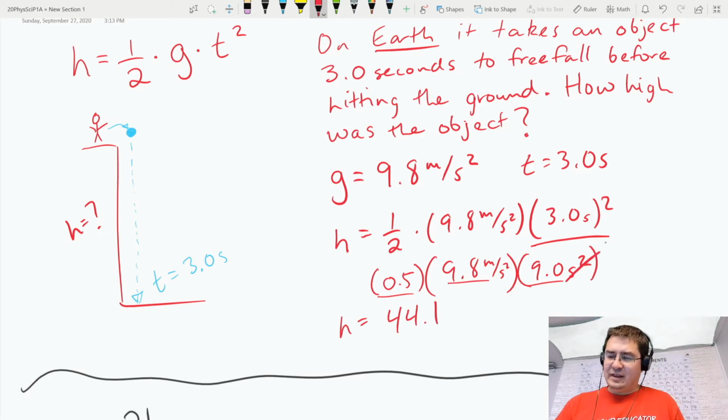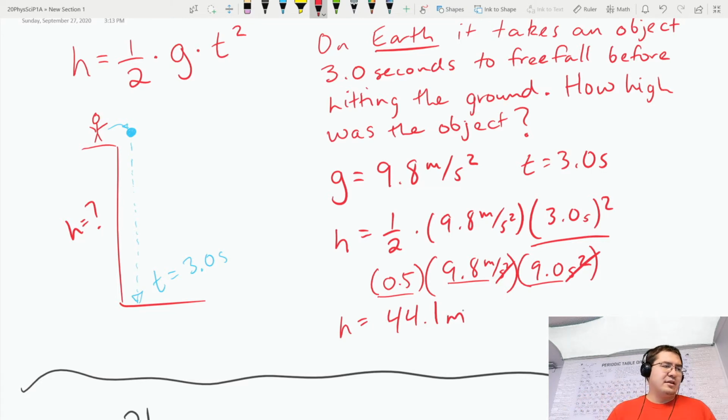And if we look, I think the seconds squared cancel, and we're left with meters. So a meter is approximately a little over 3 feet. So 44 meters would be about probably 130 or 140 feet. So that height ends up being 44.1 meters.